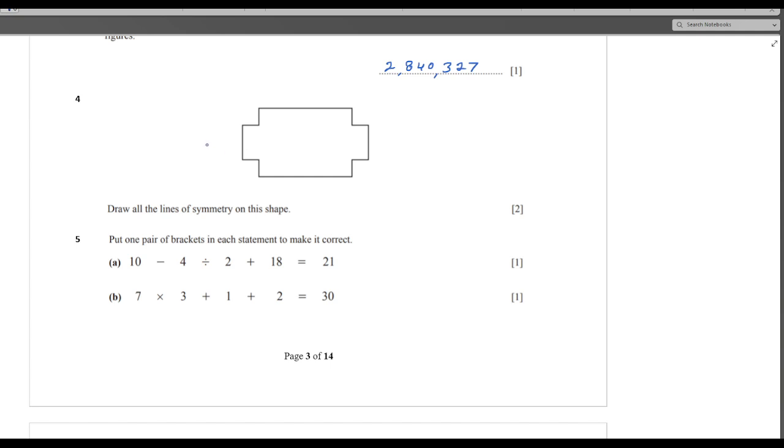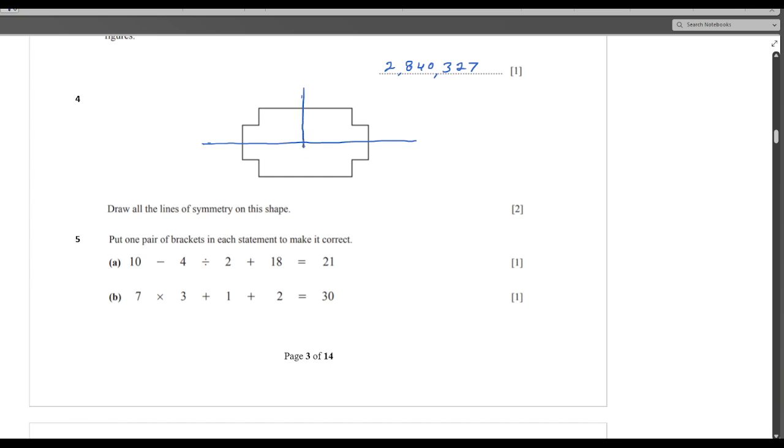Okay, so line of symmetry means the line about which if I fold, they will overlap each other. Okay, 100% they will overlap each other. So this is one line, and the other line which I can draw is this.